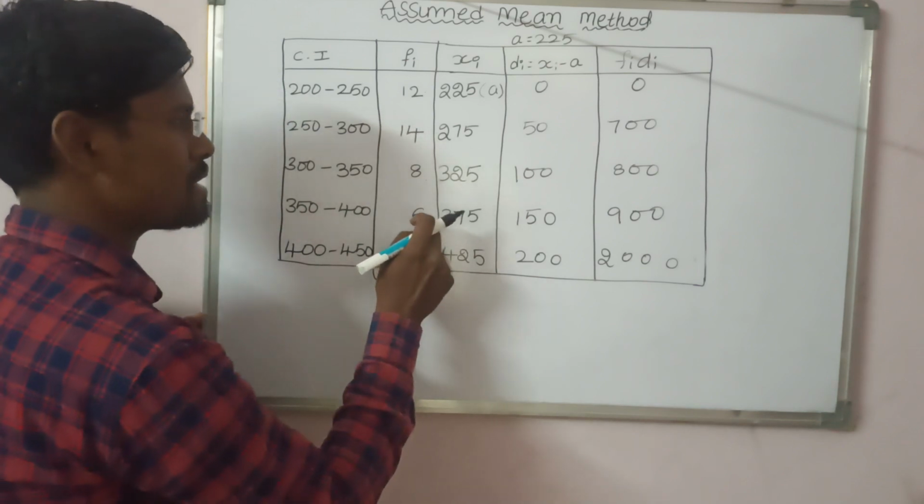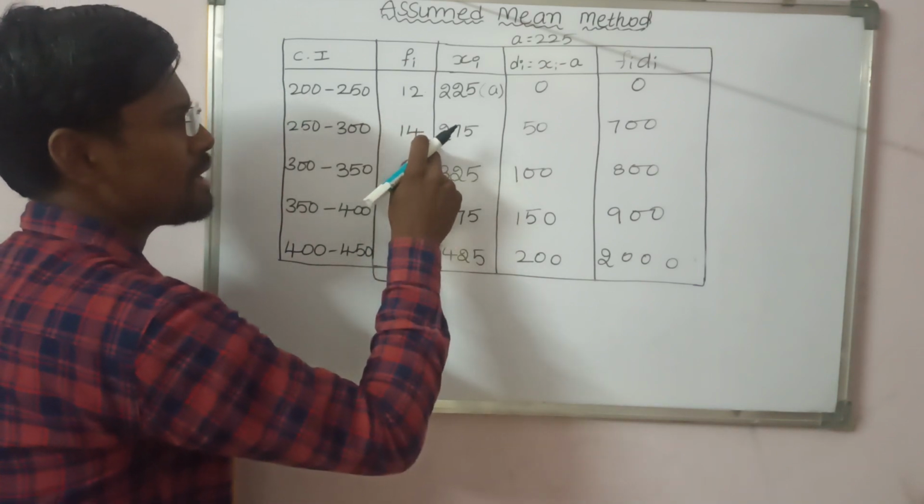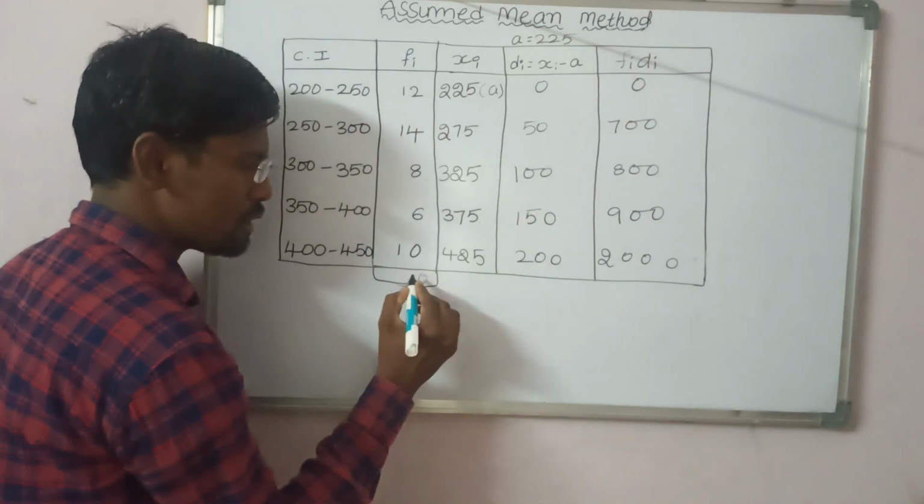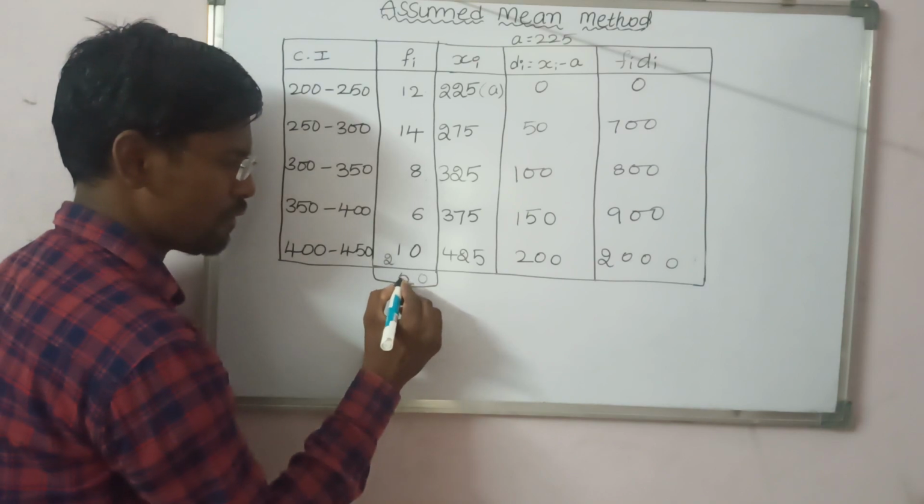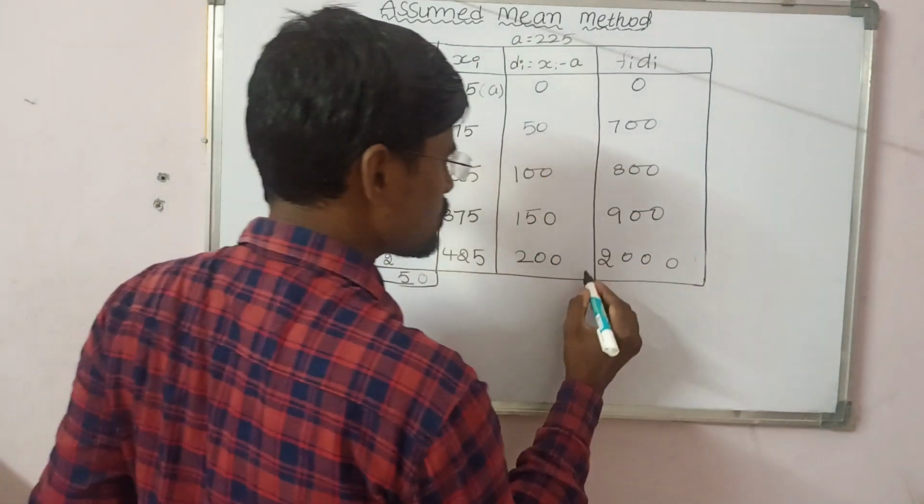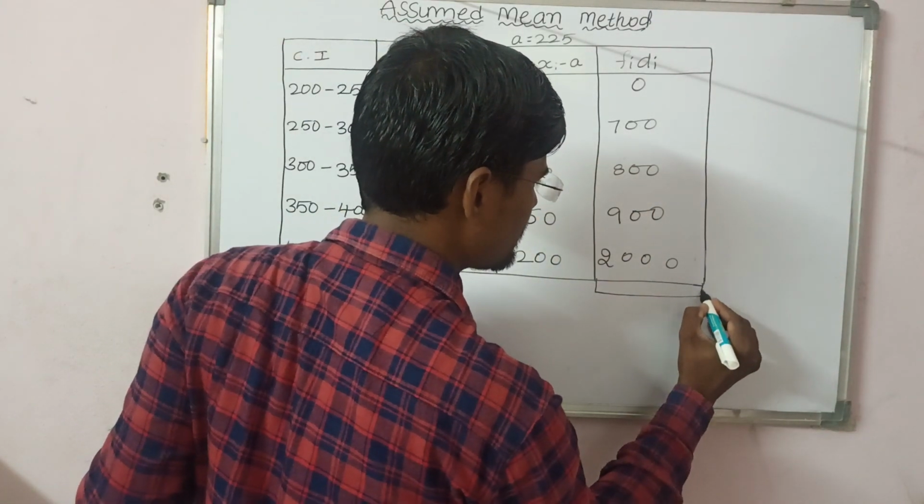Now, if we add it, 6 plus 8 is 14, 14 plus 4 is 18, 18 plus 2 is 20, 0, 2 carry. 2 plus 1 is 3, 3 plus 1 is 4, 4 plus 1 is 5, 50 I got. Next, we are going to add in total fidi value.